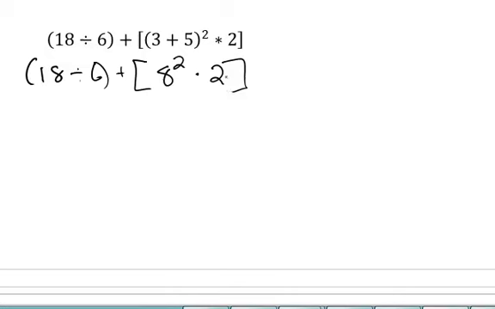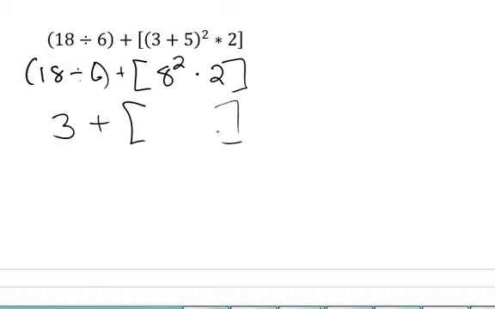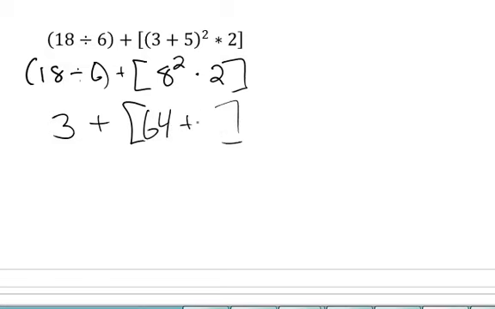Okay. Now, I can go ahead and start dealing with both my parentheses and my brackets. 18 divided by 6 is 3. Plus, when I get to this part, I need to ask myself, should I do 8 squared first, or should I do 8 times 2 first? Well, remember, before we do multiplication, we have to deal with exponents. 8 squared is 64, times 2.